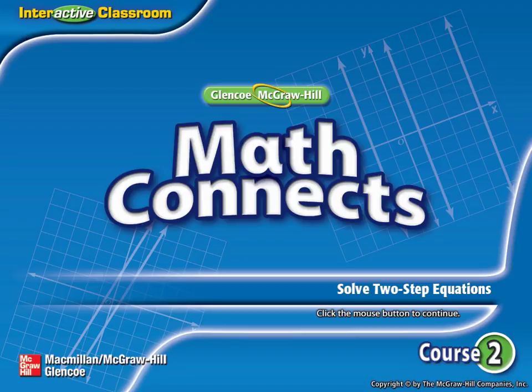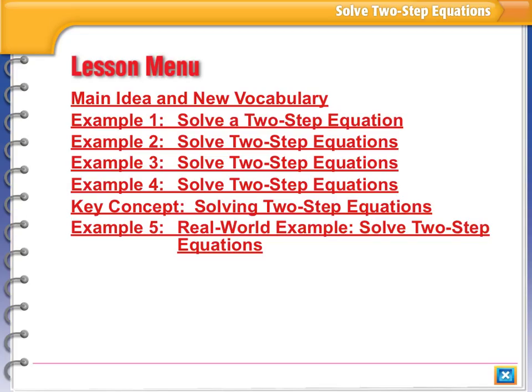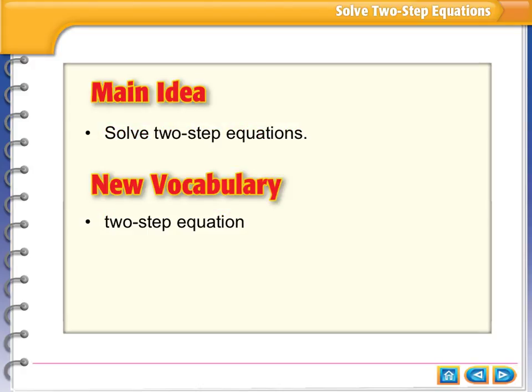Two-step equations. So we're going to have to get rid of something twice. So again, our main idea, our objective today is to solve two-step equations. And so that's your new vocabulary, two-step equation.